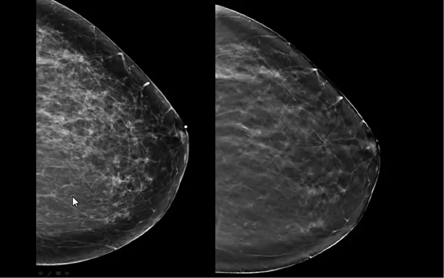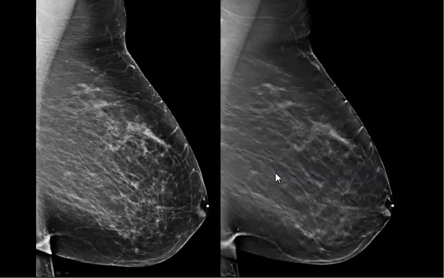Now here is the 2D CC view, and here's the 3D CC view. Very large spiculated density here in the anterior aspect of the breast, and a second smaller area of distortion in the posterior aspect of the breast that I think would be very hard to see on the original mammogram. And also on the MLO view, same thing, but a little harder to see.